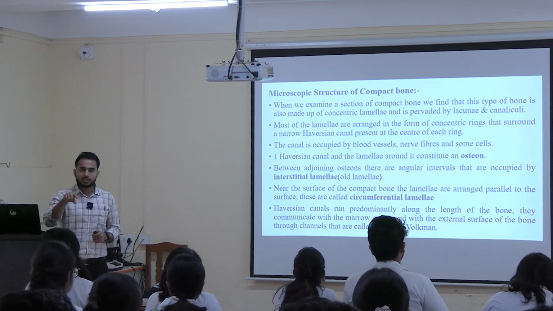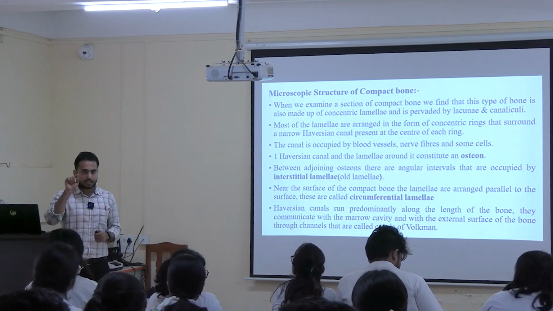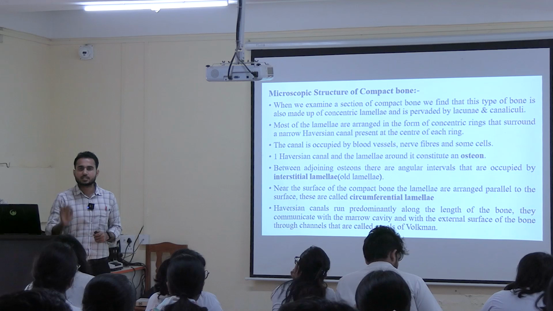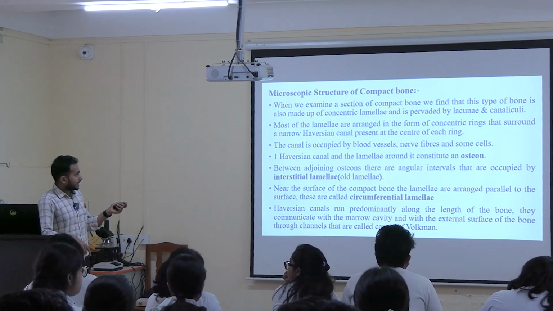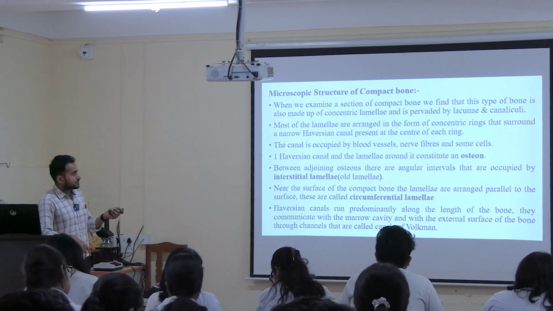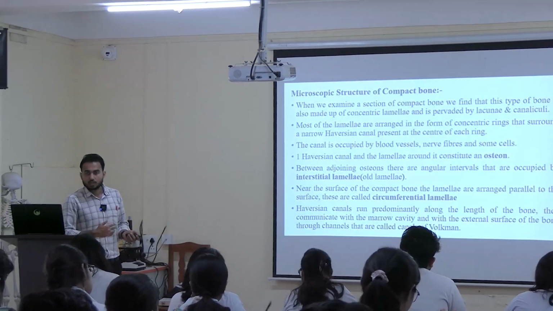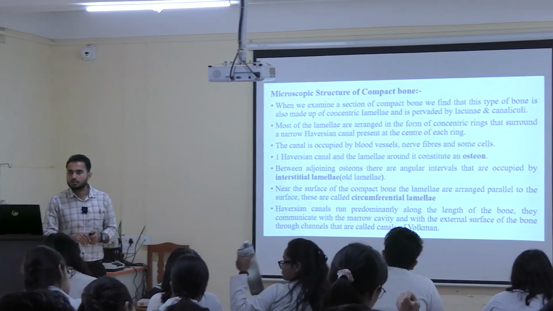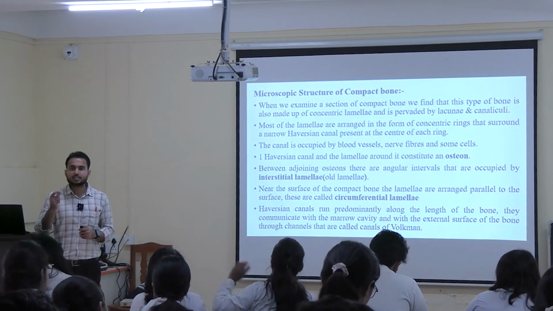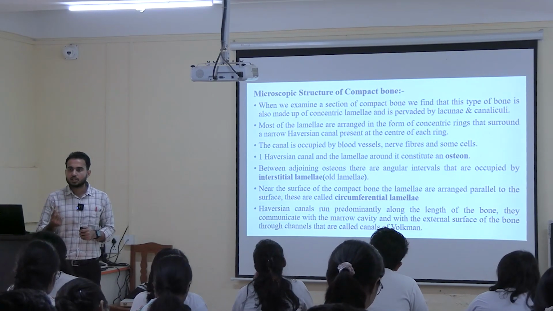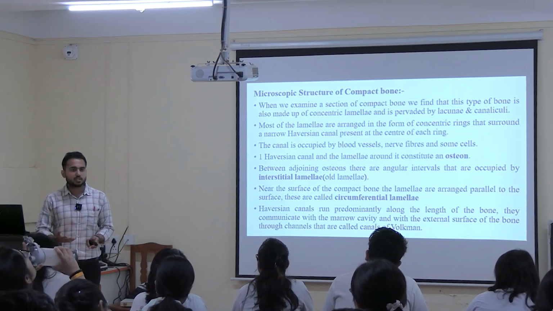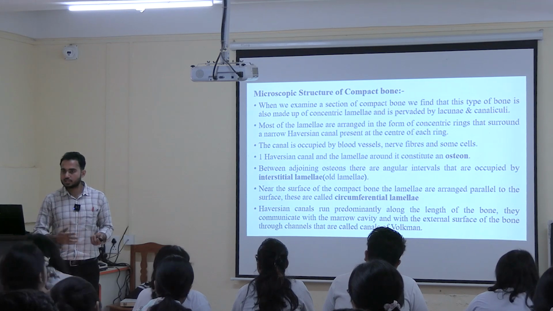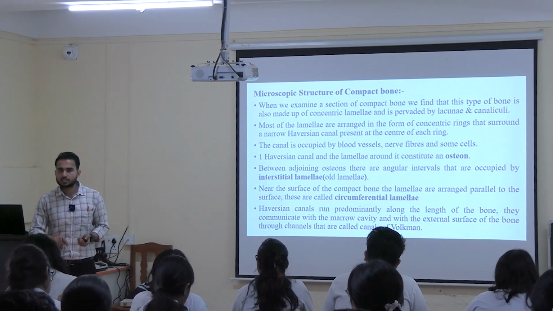You know what a concentric structure is. At the center there will be a canal, and what is the name of the canal? Haversian canal. The canal is occupied by blood vessels, nerves, and some cells. Now, why is the Haversian canal present? Because compact bone, as I said, is very rigid, ivory-like, so the blood vessels cannot pierce it. But bone is a living tissue. It needs blood supply and nerve supply. Without blood supply, bone can't survive.